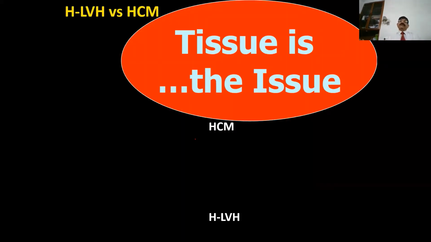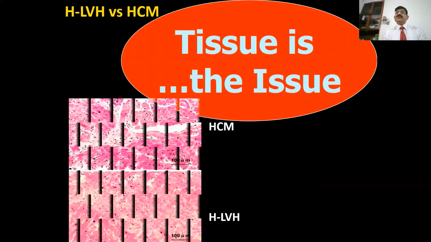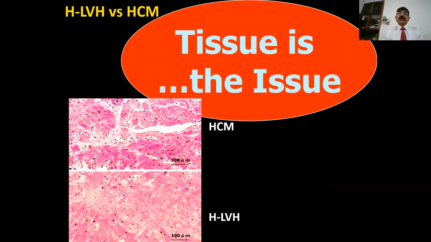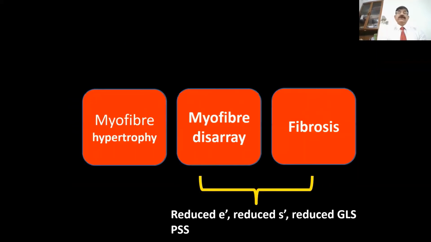Finally, you have to remember, when we talk of hypertensive left ventricular hypertrophy and hypertrophic cardiomyopathy, tissue is the issue. Tissue is the issue. And it is the myocardial fiber disarray and more fibrosis which is present in hypertrophic cardiomyopathy, and in hypertensive left ventricular hypertrophy the myofibrosis may be there. However, the fiber disarray is very little.